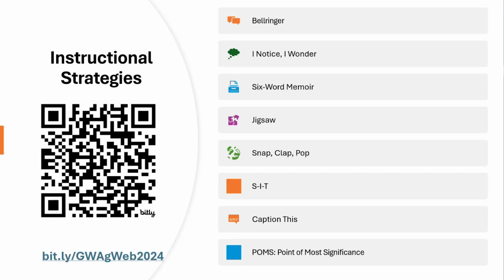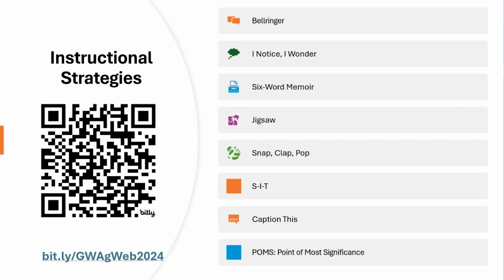So we had the bell ringer, which is where we went to the Mentimeter. We talked about our challenges. We had the I Notice, I Wonder strategy, 6-word memoir, jigsaw, which is really a reading strategy, snap, clap, pop, which adds some physical movement into our classroom. Sometimes it's nice to get up and move around during the school day.